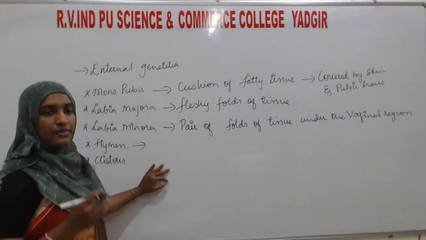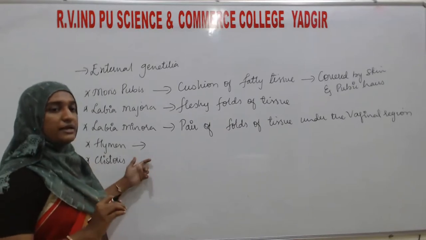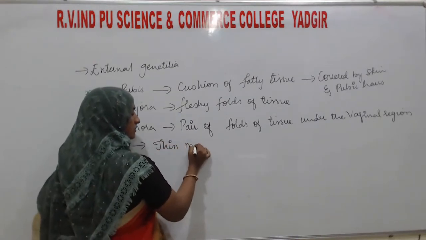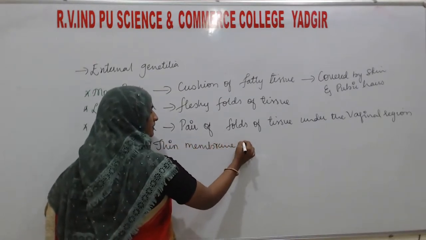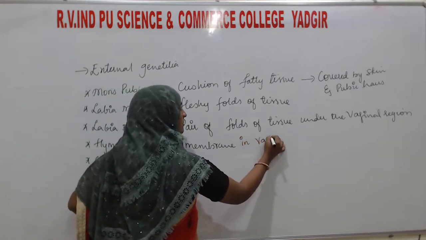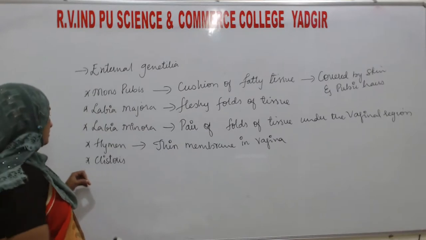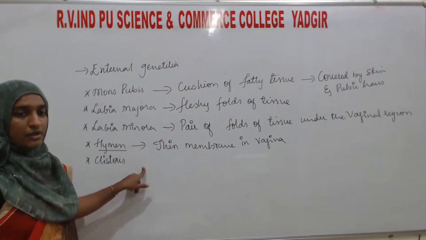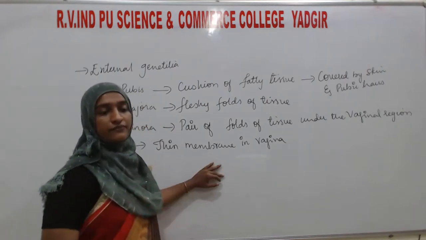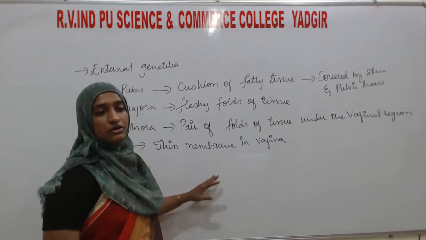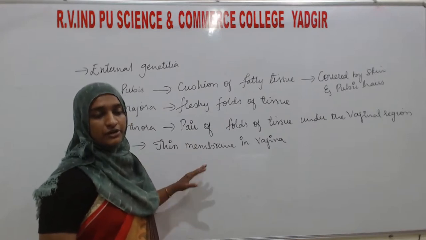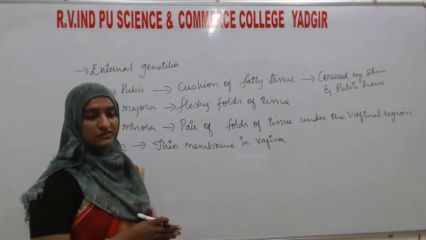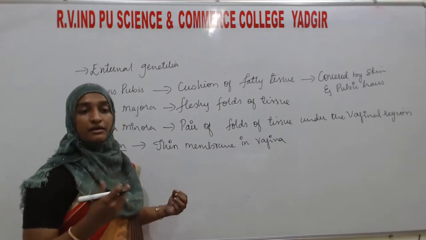Next, the hymen. Inside the vagina, there is a thin membrane known as the hymen. And one more thing, the hymen is not an indicator of coitus. The hymen is going to rupture during the first intercourse. Not only by sexual intercourse, the hymen may rupture due to other reasons, such as horse riding, sudden falls, and sudden injuries. By that also, the hymen may be broken.